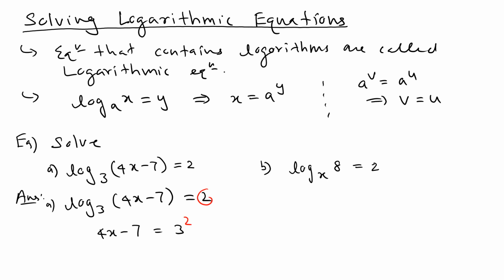And then we know that 3 squared means 9. So we have 4x minus 7 equal 9. So that means 4x equal 7 plus 9, which is 16. And then x equals 16 over 4, which is 4. So x equals 4. So it's a simple calculation. And let's look at the next one.